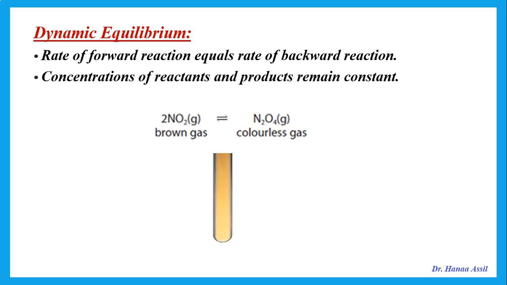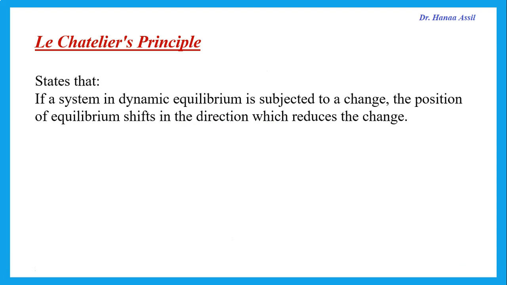So it appears as if there is nothing happening, but actually what is happening is the forward reaction is happening at the same rate as the backward reaction, so that the concentrations of the NO2 and the N2O4 remain constant, so they don't change. This is called dynamic equilibrium.